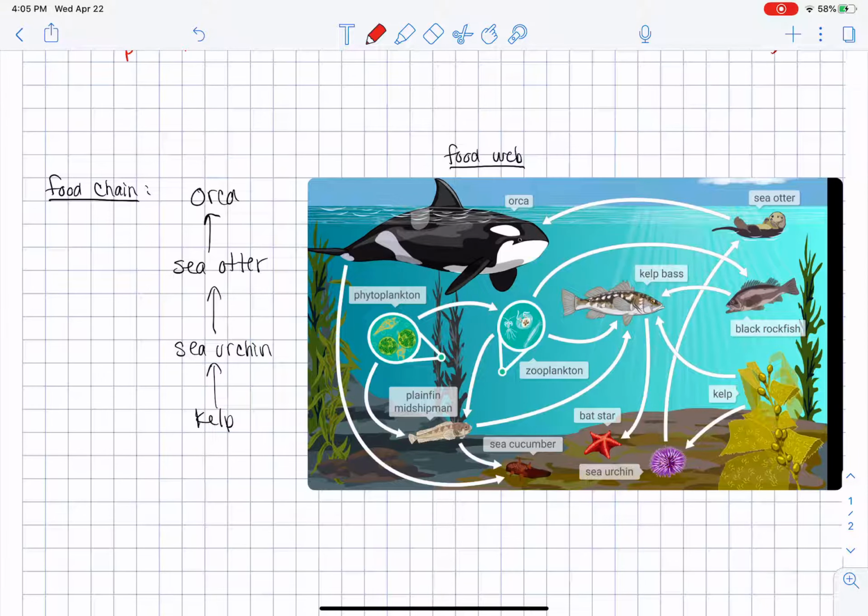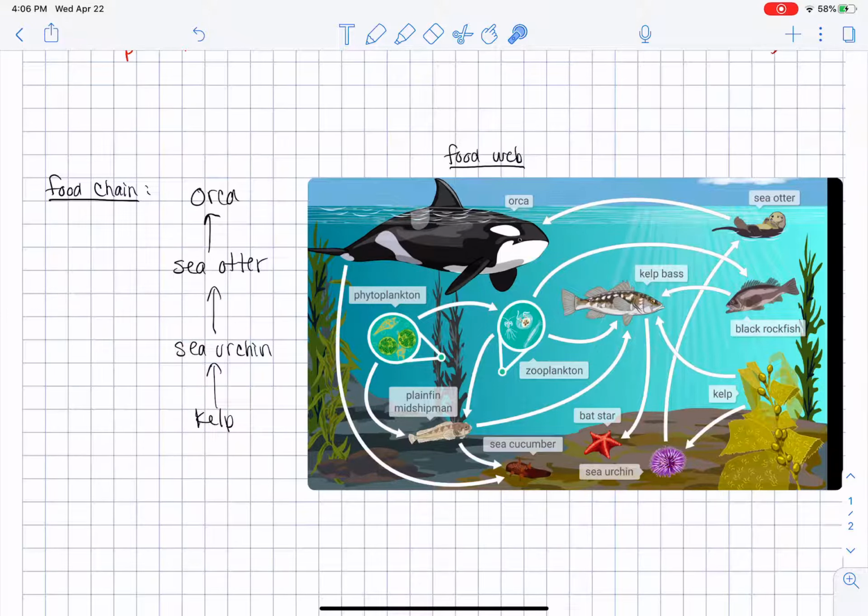Okay. Now, to look at a food chain versus a food web. In the food web, you see that there are many, many different kinds of living things, all the way from tiny little zooplankton and phytoplankton, which are almost microscopic, to the things that eat those, to the plants, which are eaten by a number of things. And here you see our kelp, to urchin, to sea otter, to orca. Food chain, which is just one single stepladder-like chain.